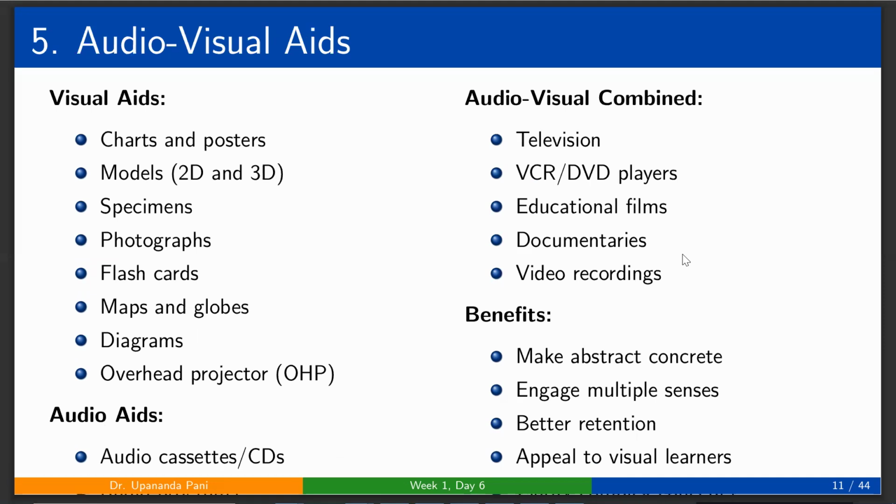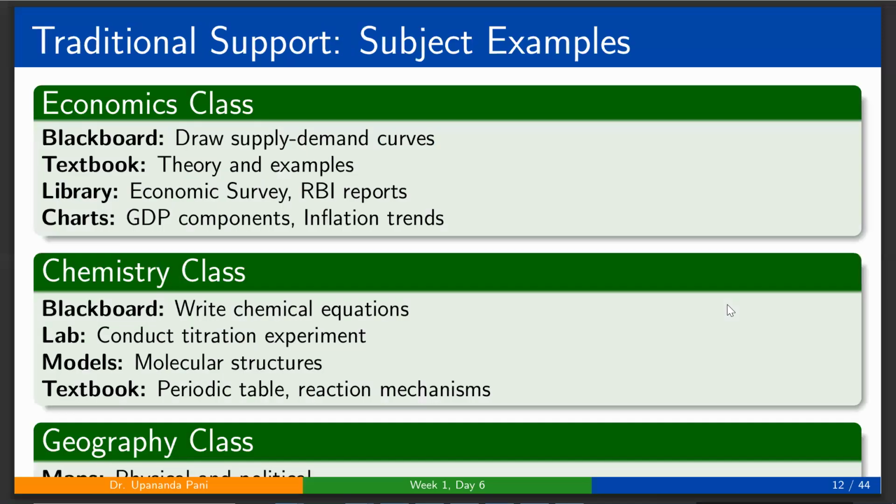So visual aids, audio visual aids are also charts, posters, then photographs, flashcards, diagrams, overhead projector, OHP. OHP and projectors. You can say audio visual combinations are also there. Television, educational films, documentaries, video recordings, and so on. And the benefit is to make the abstract concrete, engage multiple senses, better retention, appeal to visual learners.